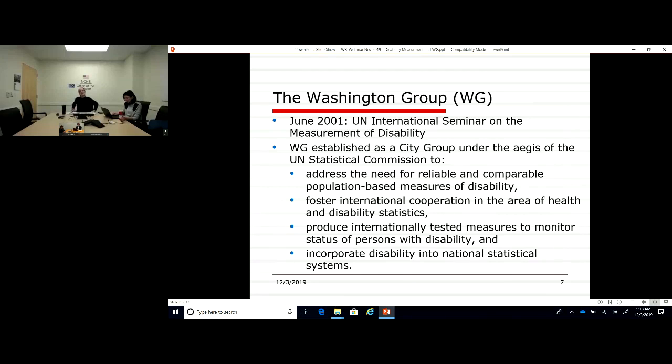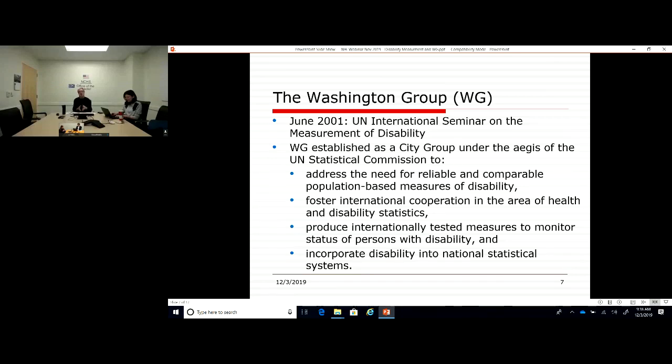And when the UN statistical system, in particular the Statistical Commission, is met with that kind of problem where countries are not uniformly collecting data that can be compared, what they do is they set up what's called a city group. They say to the members of the Commission, which are statistical offices around the world, you need to get together and solve this situation. So the Washington Group was established back in 2001, 2002 to address that need for reliable and comparable population-based measures of disability.